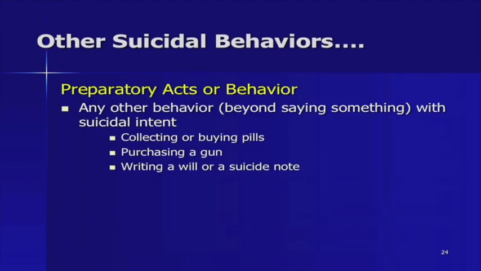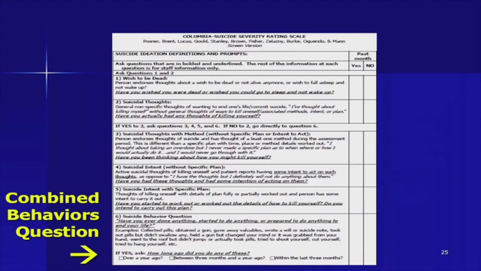And the final category is what we call preparatory acts or behavior. This is any other behavior with suicidal intent: collecting or buying pills, purchasing a gun, writing a will or suicide note. So this is what the screener looks like again. And you see question 6 is actually all of those behaviors we just went through in one compilation question. Have you ever done anything, started to do anything, or prepared to do anything to end your life, with many of the examples that we just went through. So you know whether they've had an attempt, interrupted, aborted, or preparatory behavior in one question.